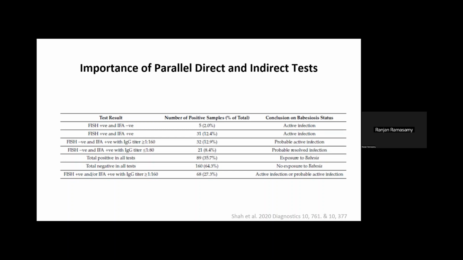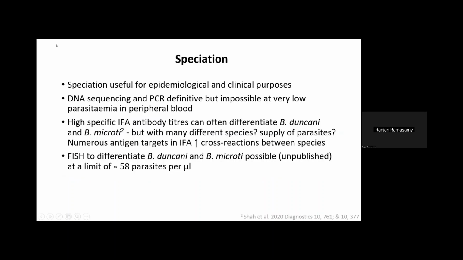So that is necessary. Now, speciation into Babesia microti or duncani or divergens is important for epidemiological purposes and sometimes clinical use as well. And this is best done by DNA sequencing and PCR tests, but it's very difficult or impossible at very low parasitemias in the peripheral blood, or in other words, when the parasites have disappeared from peripheral blood and sequestered in tissues.